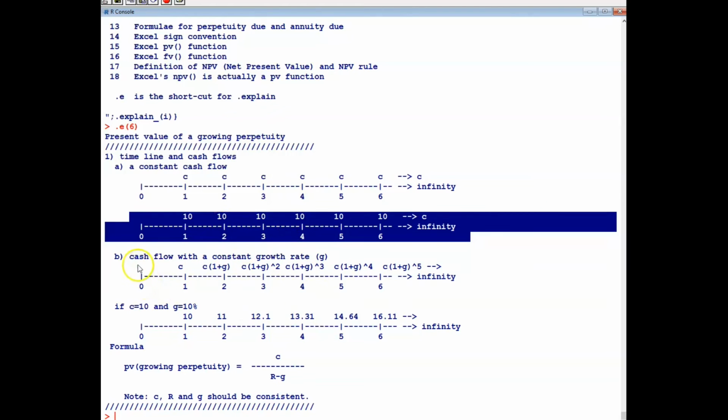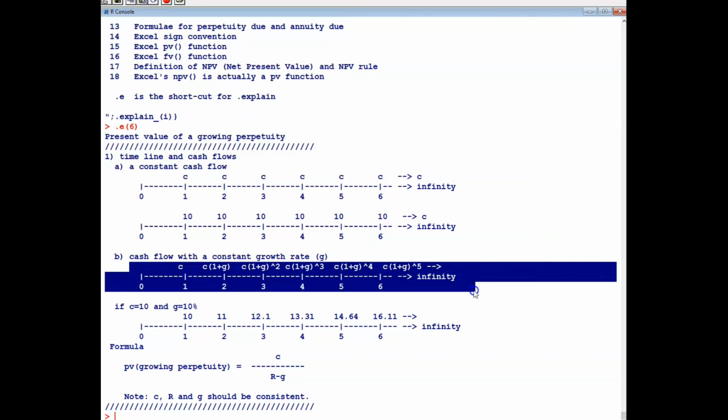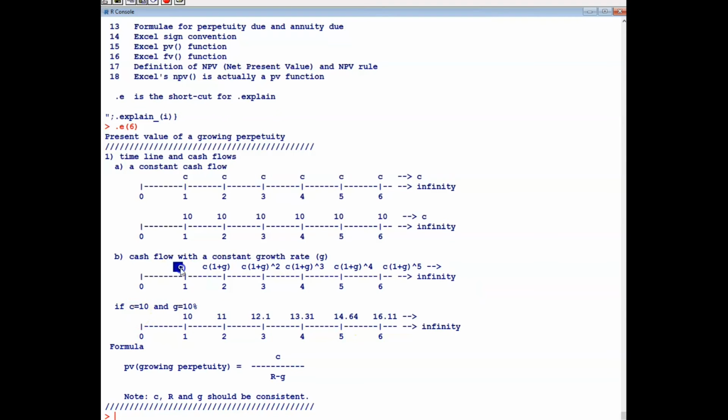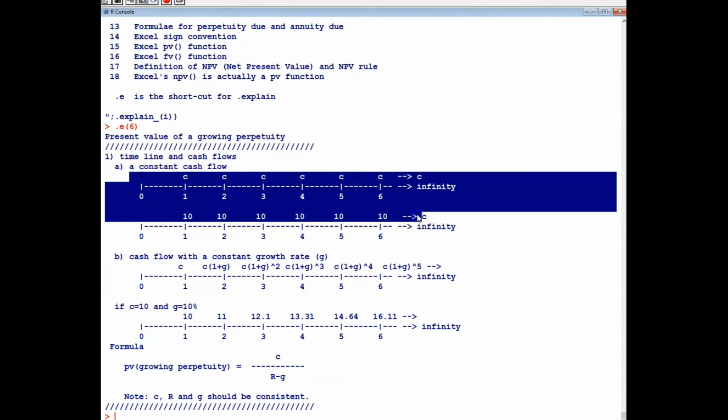The growing perpetuity is a cash flow with a constant growth rate G. This is our cash flow. Again, the first cash flow happens at the end of the first period. Then the second cash flow is not C, it's C times 1 plus the growth rate. So each next cash flow is the previous cash flow times 1 plus G. G can be positive, can be negative, and if G equals 0, then this growing perpetuity will be the same as a perpetuity.